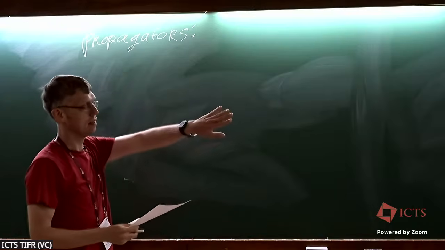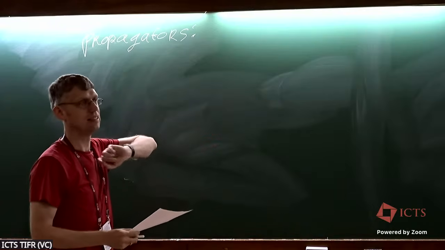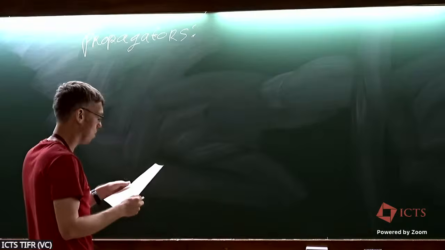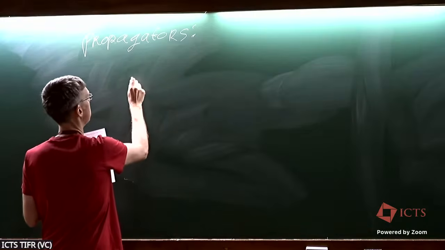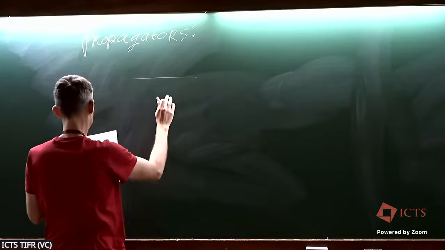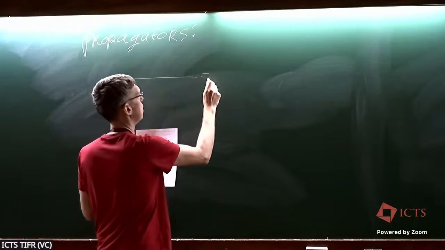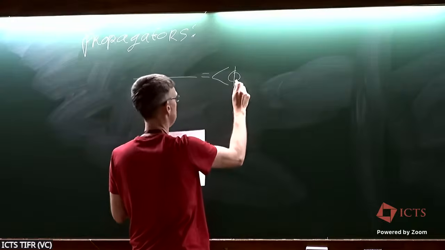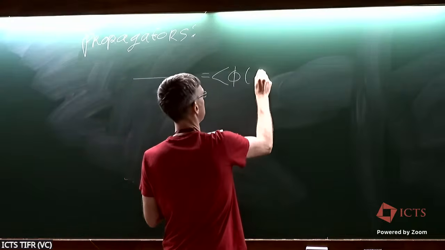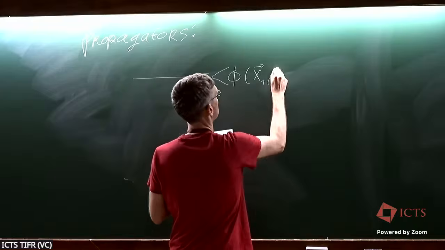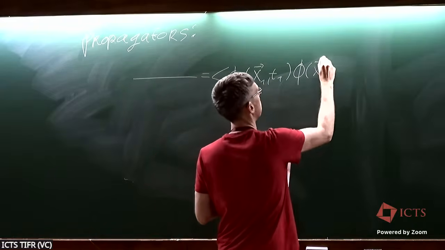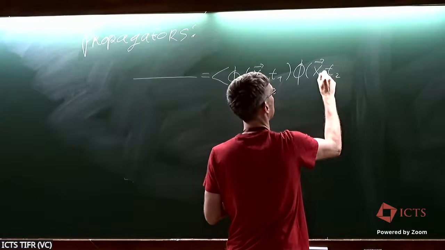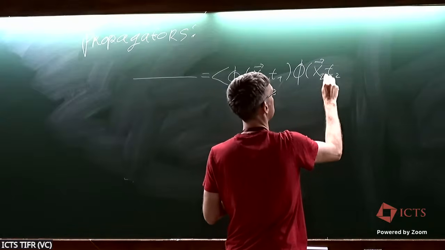Yeah, so the action is already normalized in a quite convenient way. So the propagators, in a sense, are rather standard. So for the phi field, this would be a two-point function between two phi fields. Let me write it like this.